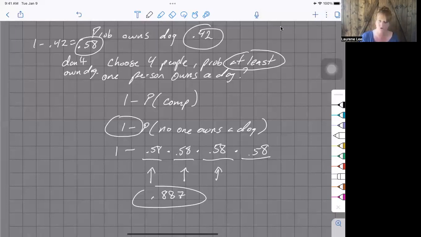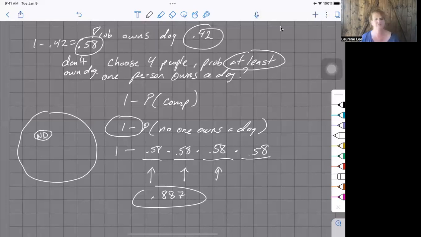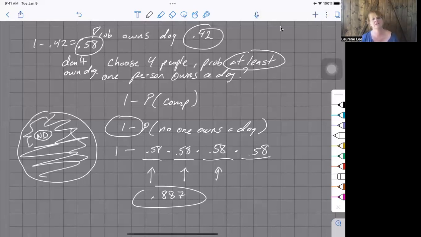Okay, so again, if I want to draw a picture of it, if that's helpful, here's all the people, and here is just the people that have no dogs. And everybody else has at least one. So I'm going to take the no dog situation, find that probability, and then subtract it from the whole to get all the rest. That's the idea. Okay, let's look at it in fraction form.